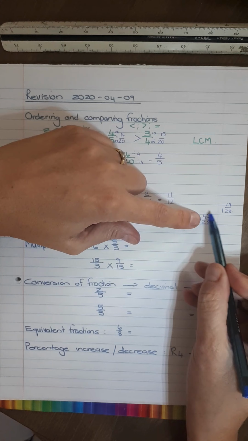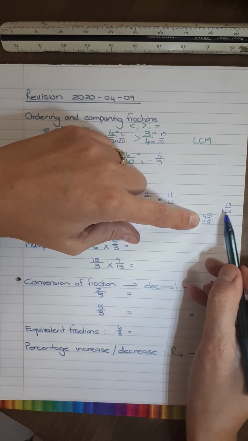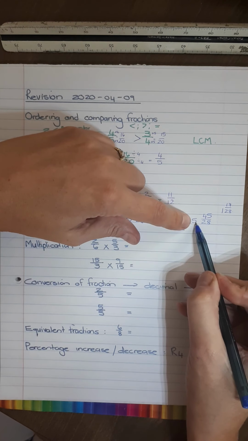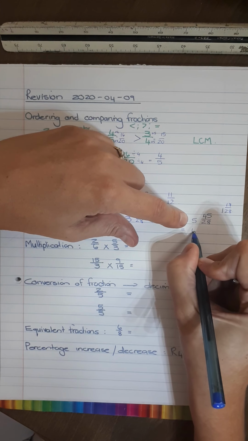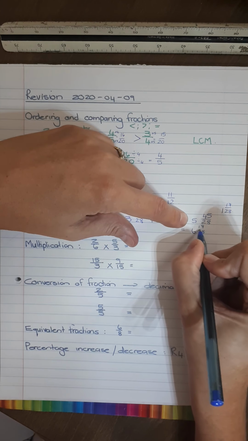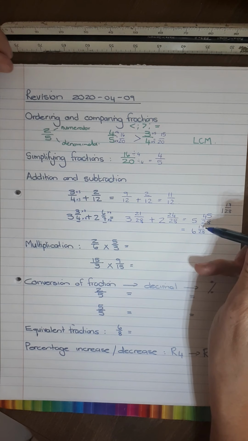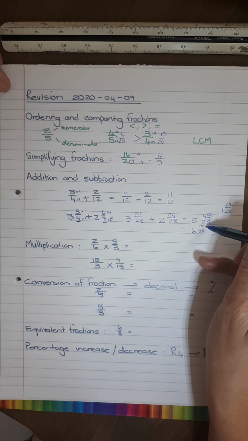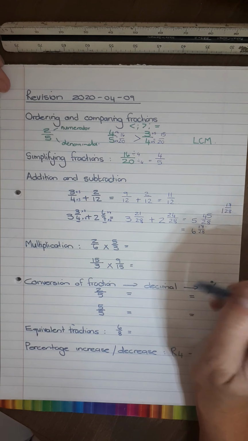So that is the same as that. But now I've got to add that 1 to that 5, and that will change into a 6 and 17 28ths. I cannot make this small. I cannot simplify it further. That's a prime number. So that answer stays the same.